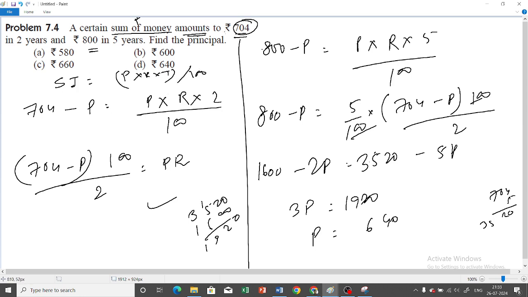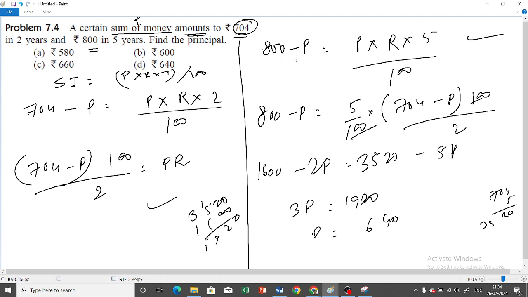So what is the SI? Amount minus principal. 704 minus P. Amount minus principal is only the extra money, which is simple interest. So that is PRT by 100. Now from here I am not solving anything. I am just making PR the subject. That's it. I have not solved anything.